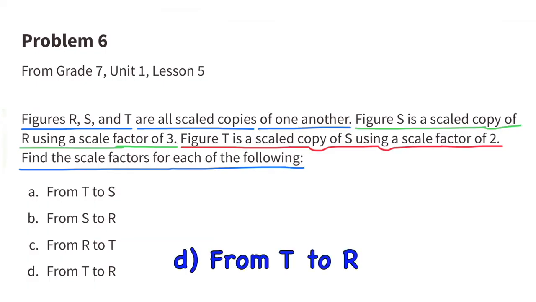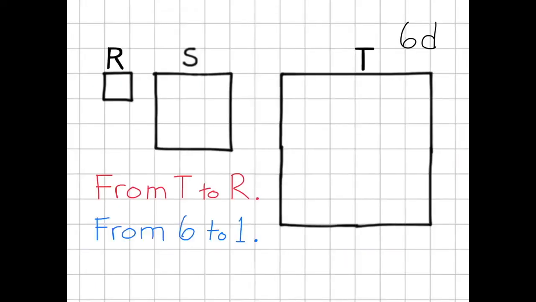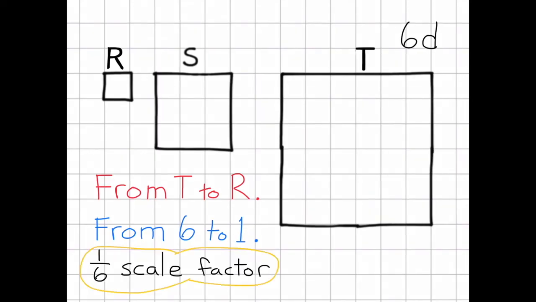D. From T to R. Going from T to R is like going from 6 to 1, and since 1 is 6 times smaller than 6, it's a scale factor of 1/6.